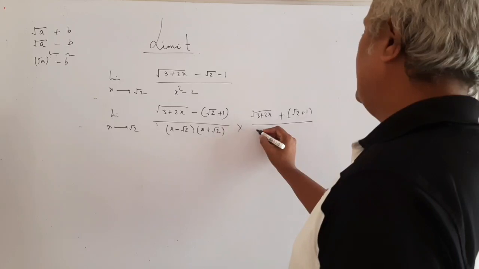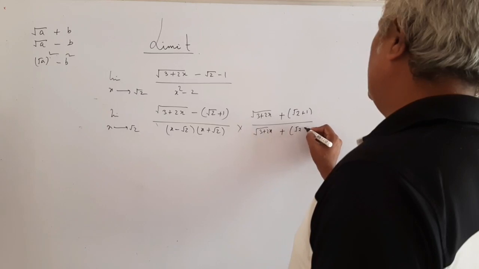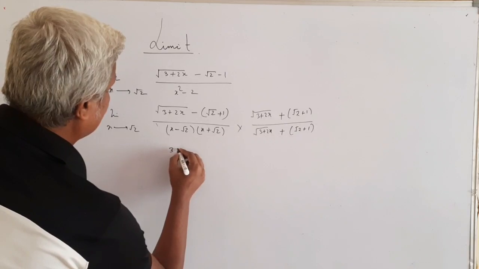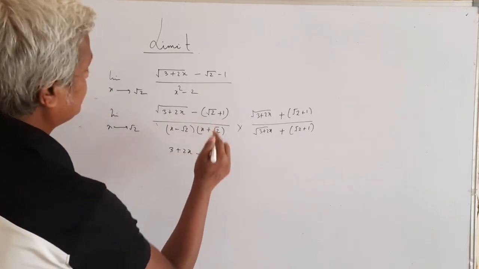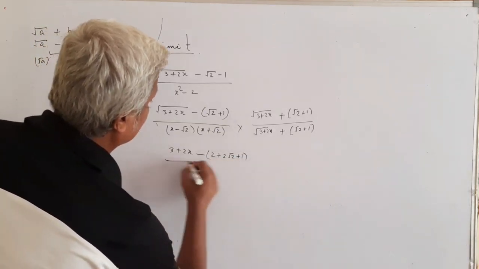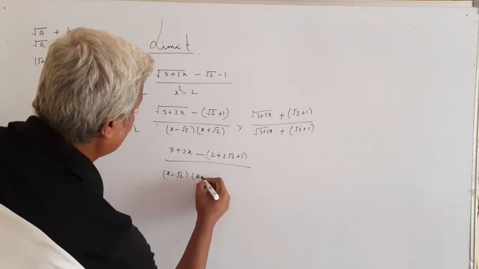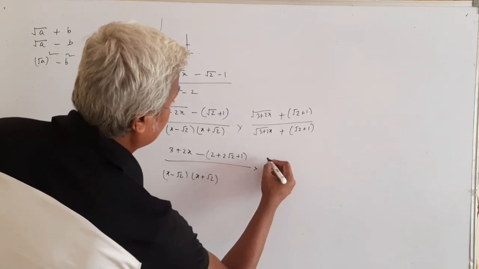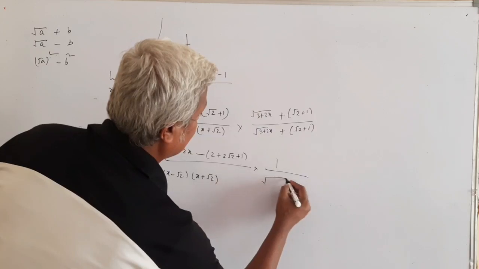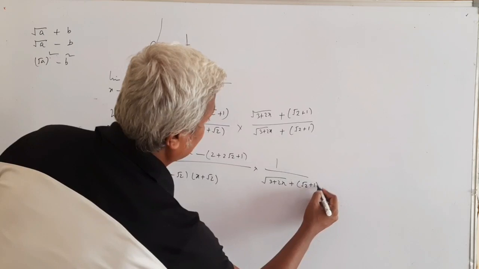So now again you multiply the same thing up and down, plus under root 2 plus 1. Now root is gone, so you are getting 3 plus 2x minus, this one term will be squared, that is 2 plus 2 root 2 plus 1, upon x minus root 2, x plus root 2, into this is gone. So now again I am left with 1 over root 3 plus 2x plus root 2 plus 1.